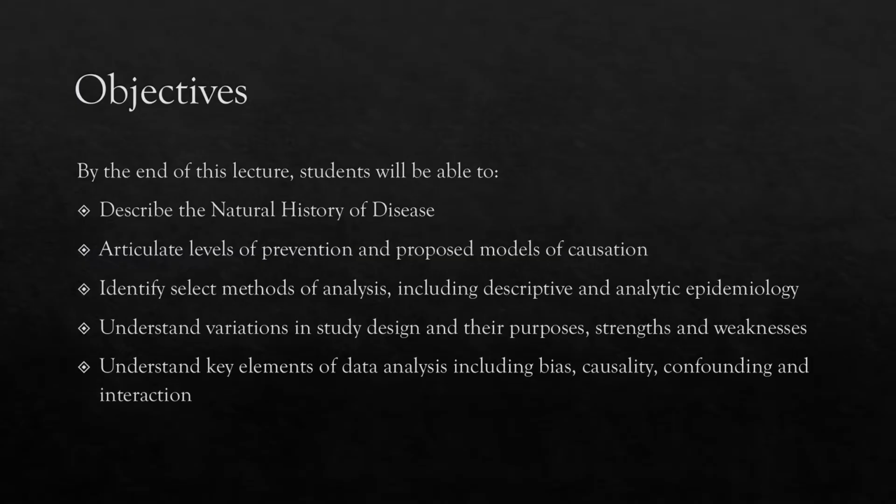By the end of this lecture, you should be able to describe the natural history of disease, articulate levels of prevention and proposed models of causation, identify select methods of analysis including descriptive and analytic epidemiological methods, and understand variations in study design and their purposes, strengths, and weaknesses. And finally, understand key elements of data analysis, including bias, causality, confounding, and interaction.